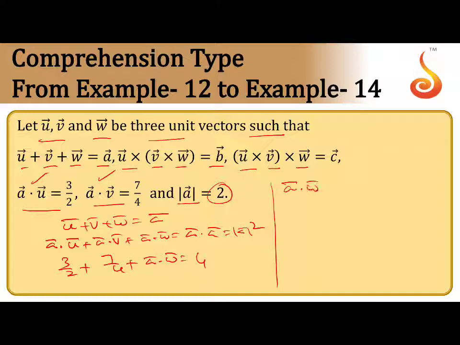So a dot w equals 4 minus 3 by 2 minus 7 by 4. This gives 16 minus 6 minus 7 by 4, so this value is 3 by 4. So you got a dot w as 3 by 4.